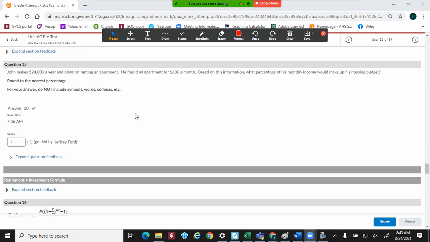All right, 15. John makes $24,000 a year and plans on renting an apartment. He found an apartment for $600 a month. Based on this info, what is the percentage of his monthly income that would make up his housing budget? Pretty straightforward question. You just have to do one little conversion. To find the percentage, you're going to take the rent and divide it by his monthly income.